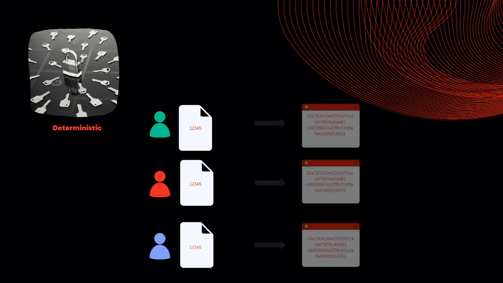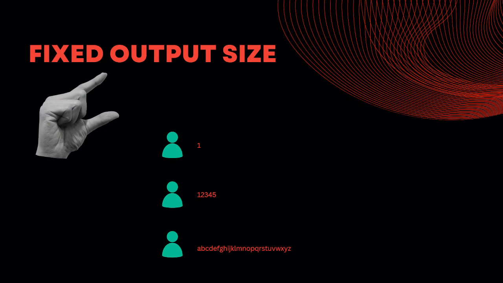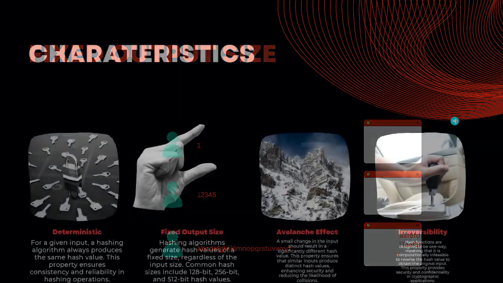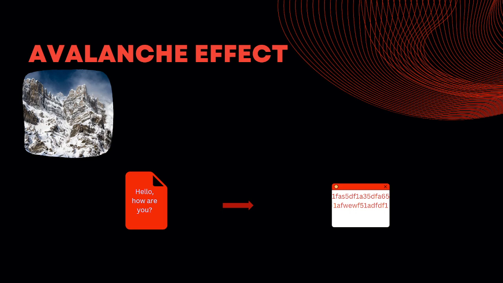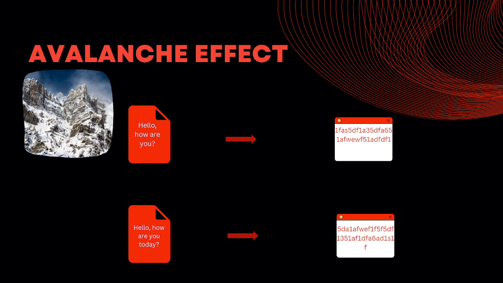Fixed output size. Hashing algorithms generate hash values of a fixed size regardless of input size. Common hash sizes include 128-bit, 256-bit, and 512-bit hash values. The avalanche effect: a small change in the input should result in a significantly different hash value. This property ensures that similar inputs produce distinct hash values, enhancing security and reducing the likelihood of collisions.